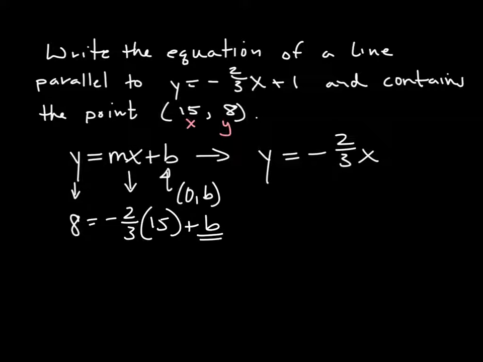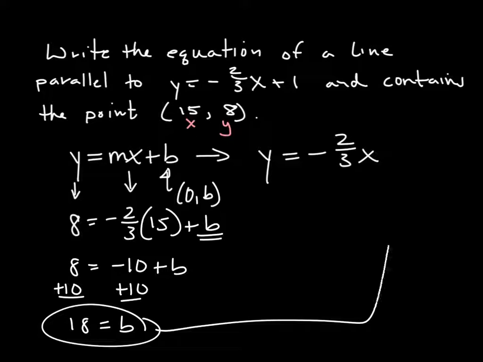Now I can solve for it, because I have an equation with just a b left, and anytime I have just one variable left in my problem, I can solve for it. So I get 8 equals negative 10 plus b. Negative 2/3 times 15 is negative 10. To solve this, I'm going to do the addition property of equality. So plus 10, and I get 18 equals b. Now I'm going to fill in my empty space with that unknown b, and it's plus 18.